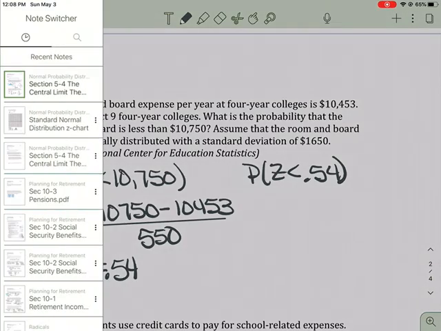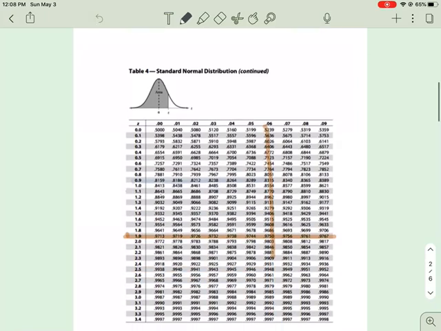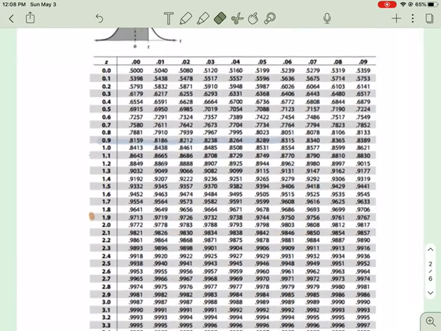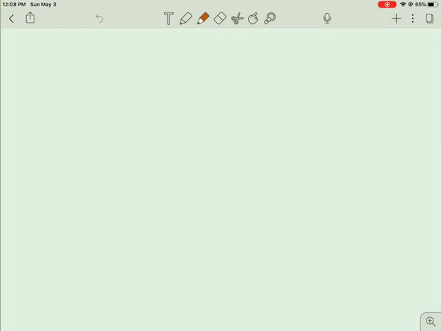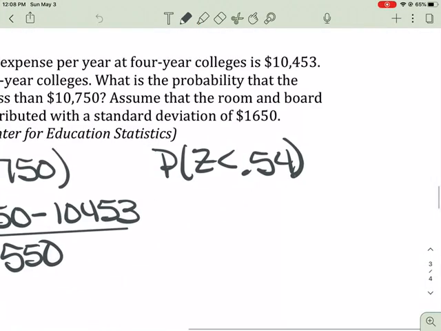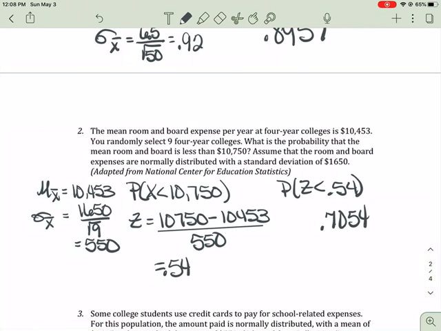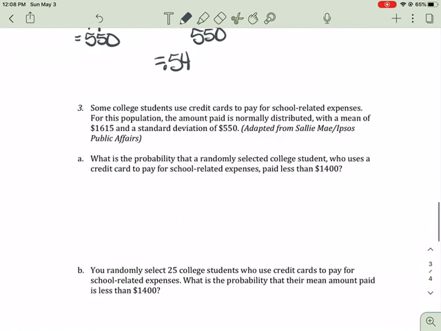If you feel like you need to make a graph or draw a picture to help you, feel free to do that. So we're going to go to 0.54. I got 0.7054. Okay, and again, we can say now that in this particular case, the probability that we're going to pay less than $10,750 is about 71%, or 70.5%. All right, let's try this last one.